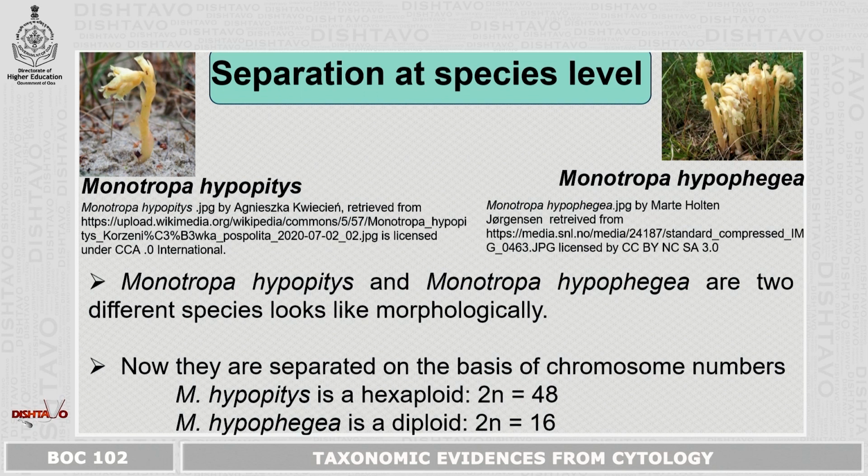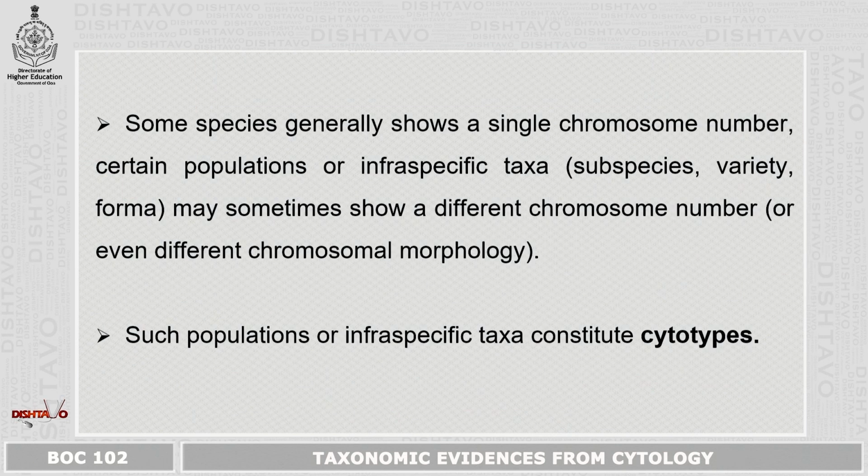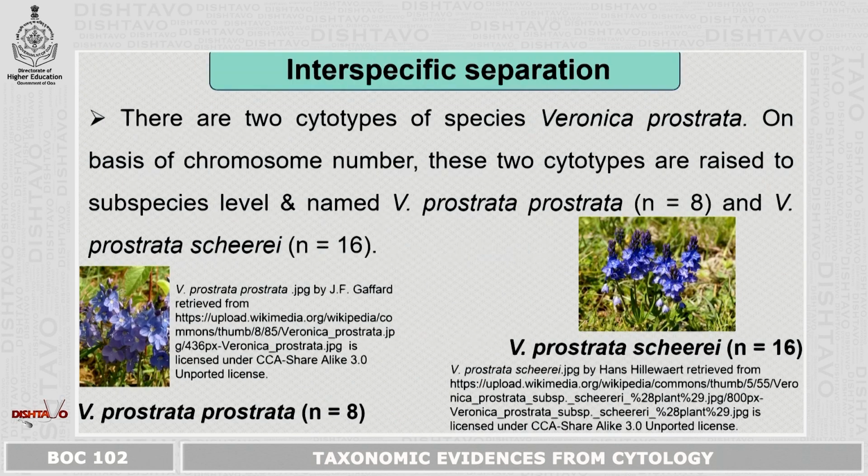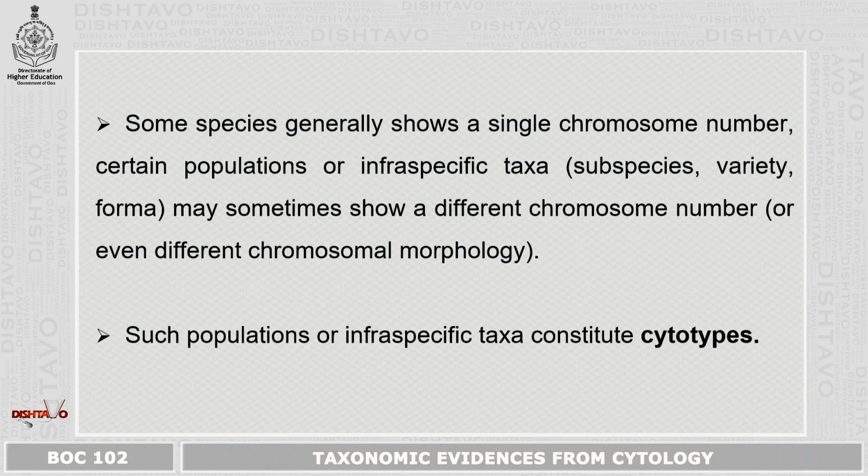Now students, have a look at these two pictures. One is Monotropa hypopitys and the other Monotropa hypophegea. Now these two different species look alike morphologically. But now they are separated based on chromosome numbers. One is hexaploid showing 2n is equal to 48, whereas hypophegea is a diploid showing 2n is equal to 16. Some species generally show a single chromosome number. Certain populations of infraspecific taxa may sometimes show a different chromosome number or even a different chromosome morphology.